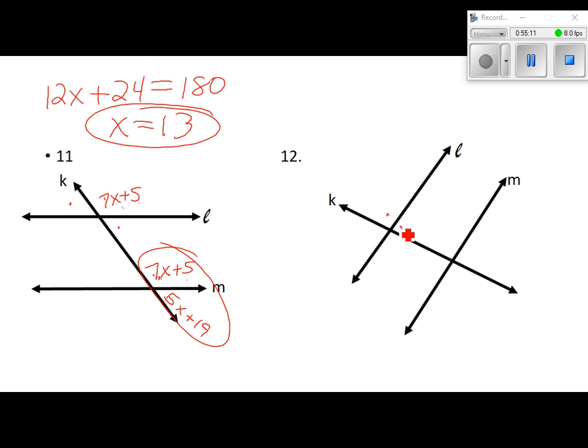This one? So it'll be 3x plus 10 and 5x plus 18. What do you know about consecutive interior angles? They add up to 180. So what equation can I set up? Go ahead and collect like terms. 8x plus 28 equals 180. Solve that.